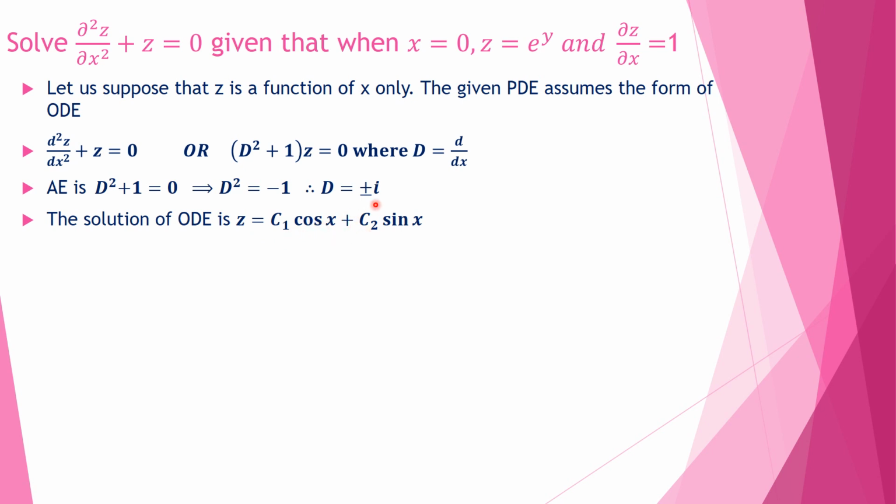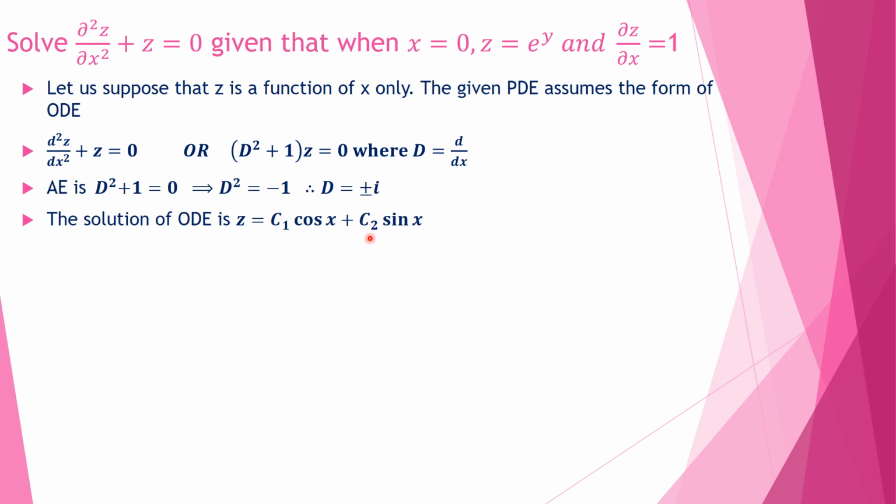Because here the roots of the auxiliary equation are ±i, whenever we have complex roots, we know how to write the solution: z = c1 cos x + c2 sin x, where c1 and c2 are constants.